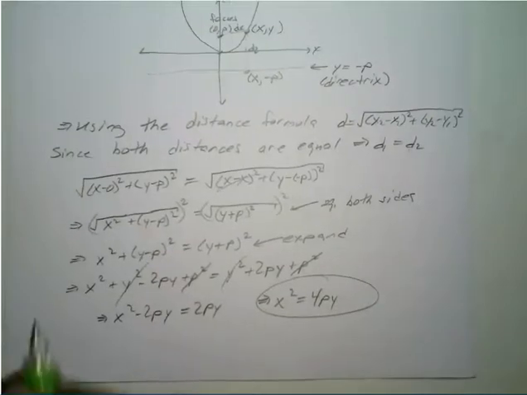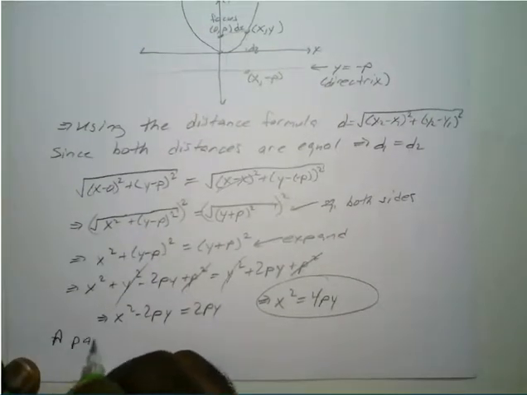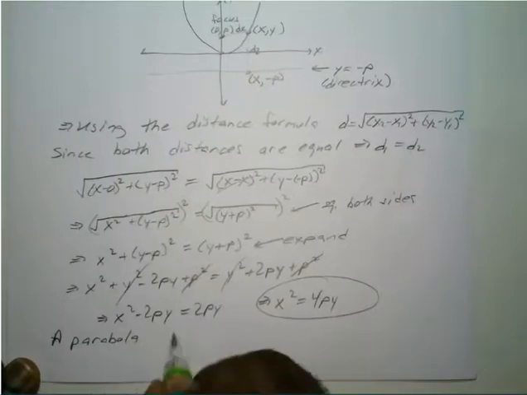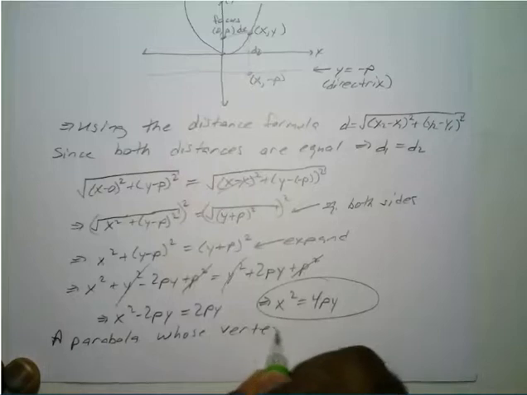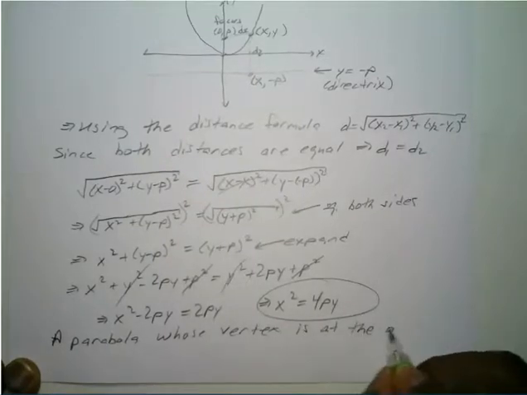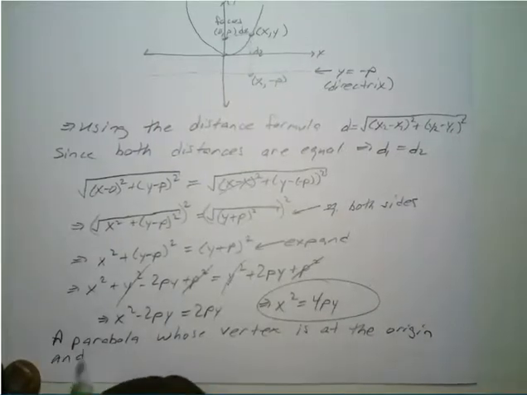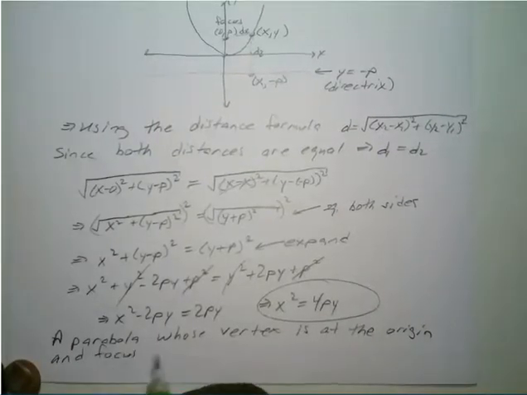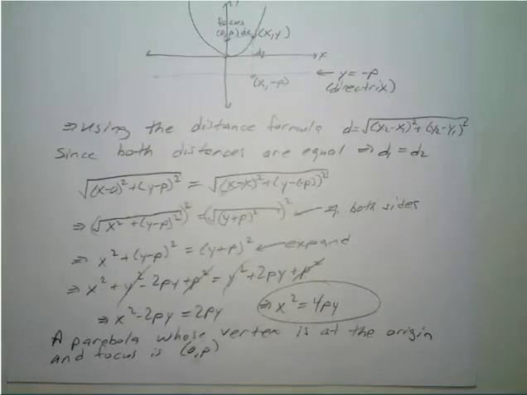And that formula is a parabola whose vertex is at the origin and focus is the point (0, p).